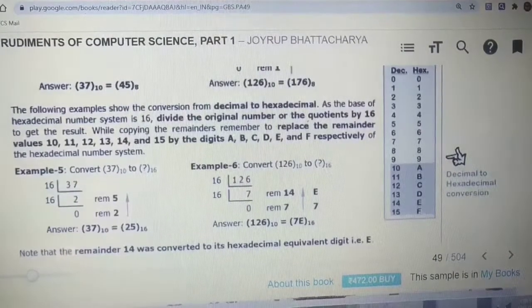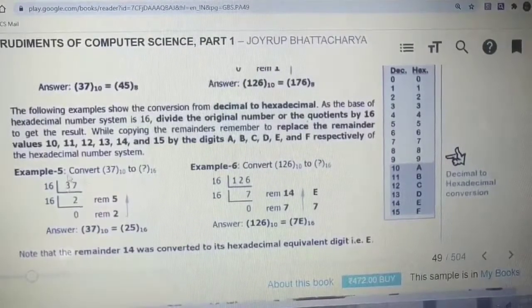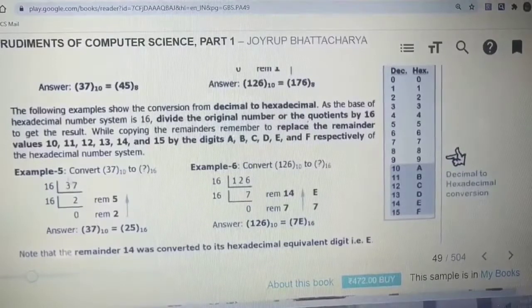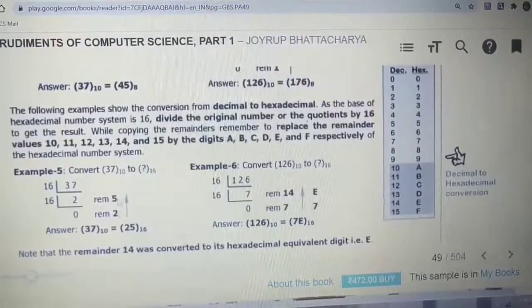Now coming to the topic, decimal to hexadecimal conversion. So what is the hexadecimal base value? Because 16 digits are there, that's why the base is 16. So try to divide the number 37 by 16. So 16 2s are 32. So 37 minus 32, remainder is 5. Again 2 is the quotient. We cannot divide 2 by 16. That's why quotient is 0 and remainder is 2. So from bottom to top, 25.